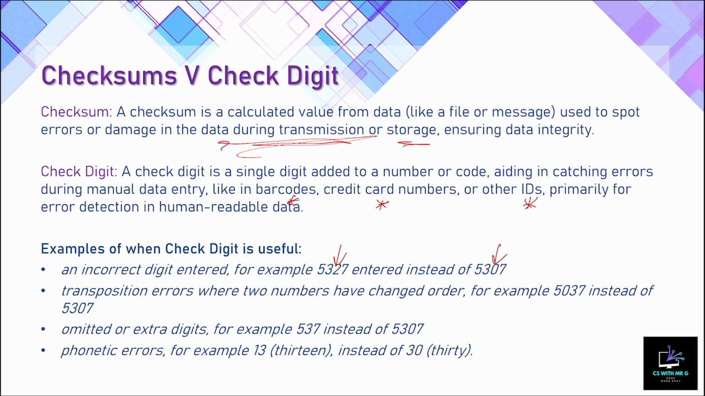We've also got the possibility of transposition errors, where two numbers have changed order. So 5037 becomes 5307, which is an easy mistake to make when it comes to humans putting in numbers. You could also put an extra digit by accident. Here you can see a zero has been accidentally put in. Or it could be a phonetic error where if you're talking over the phone, someone mishears you and they type in 13 instead of 30. So again, the check digit that is produced will be different, and we can catch the error early, and make sure that we fix it sooner rather than later.